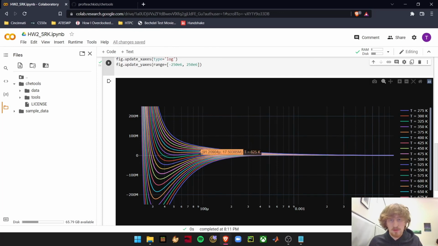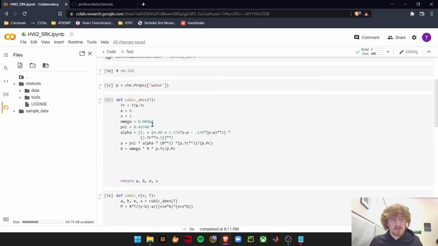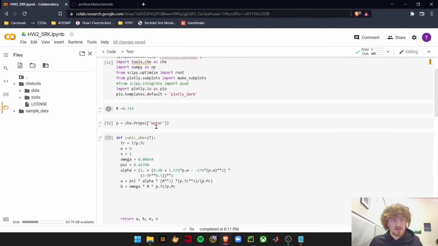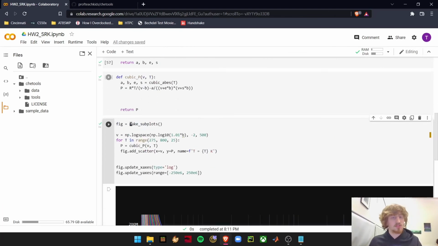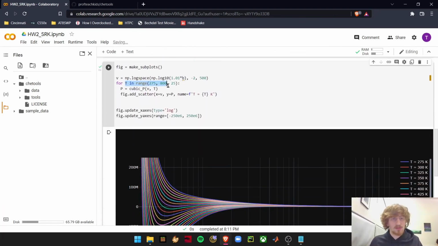Here, when we hover over it, we can see what temperature we're at, and then we can see what pressure and what specific volume we're at. So that's how we can plot some isotherms for water using the SRK equation of state over a range of different T values.